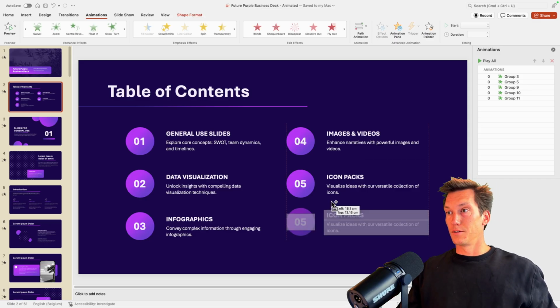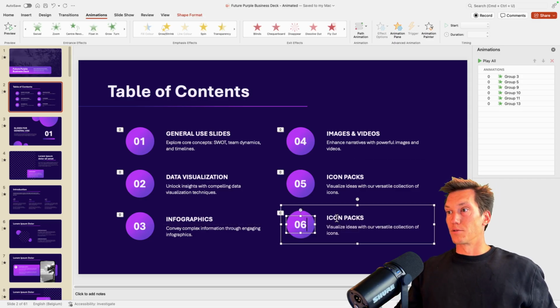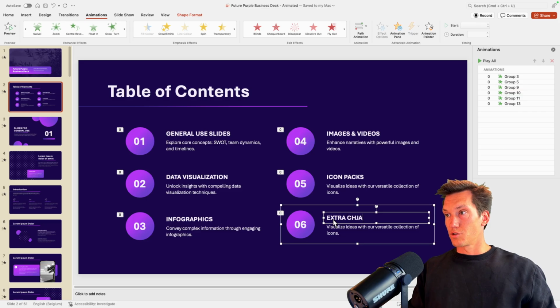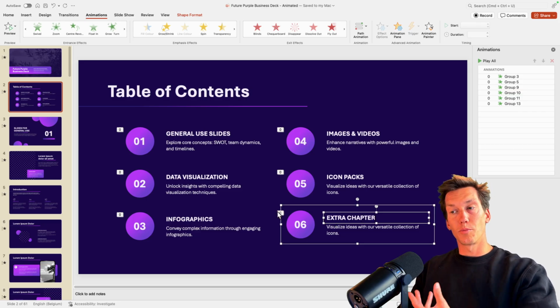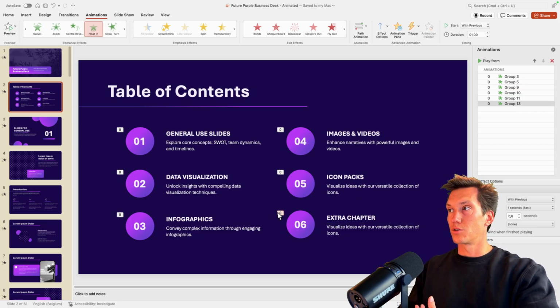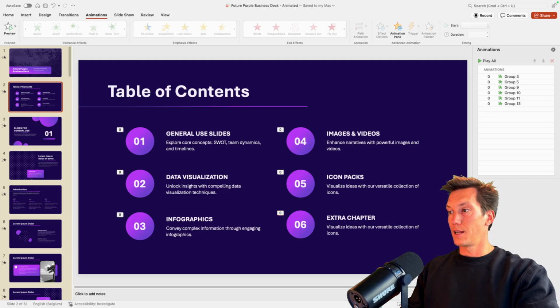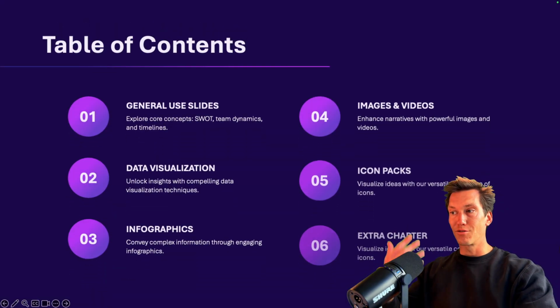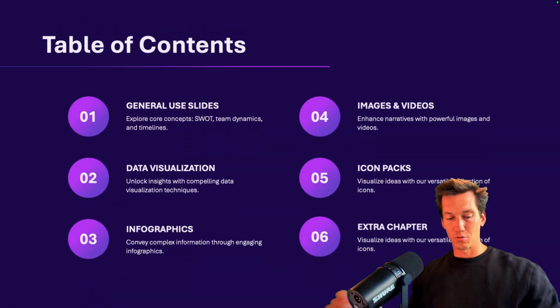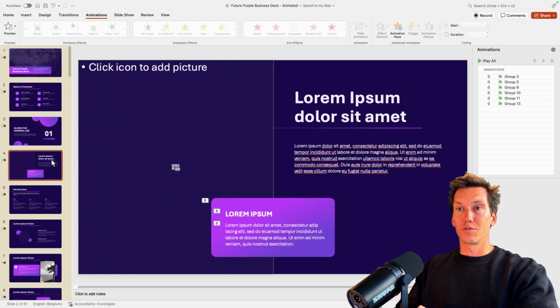If you need an extra one, drag it down again, type in 06, and let's say extra chapter. And you can see you always copy that animation with it. Just make sure that you select it and then compare. This is 0.8 seconds, same as the last one. So this one we have to increase with 0.2, and then we play it, and we can now see that everything nicely animates with it. So that's pretty cool. Same goes for all of the other elements.